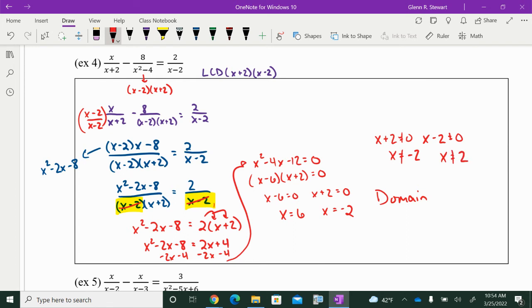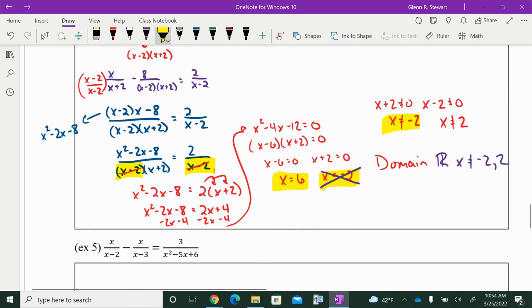Uh-oh. Look at this. We can't have that happen. Well, we can. All it's going to tell us is that, first off, our domain is all real numbers, except for x cannot equal -2 or 2. And it also tells us that because that -2 is a domain restriction, this is no longer a viable answer. So the only answer that we'll be allowed to have is x is equal to 6.